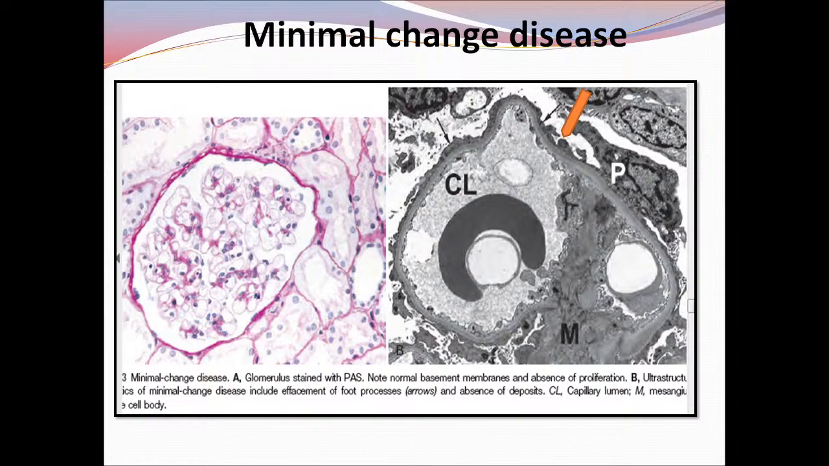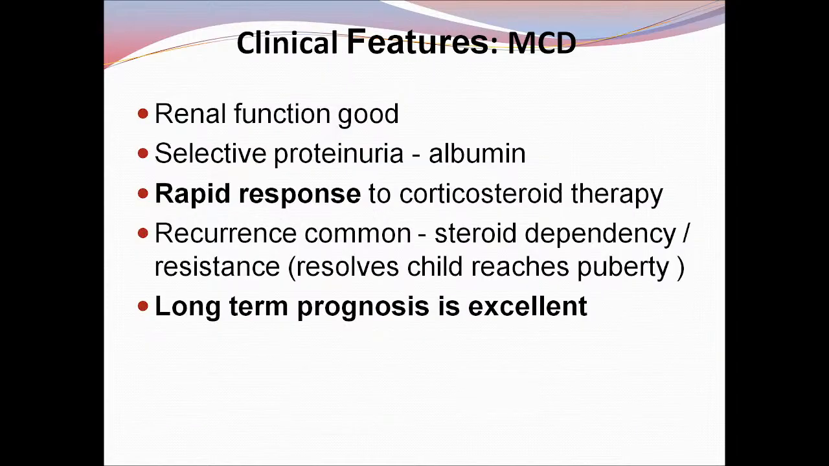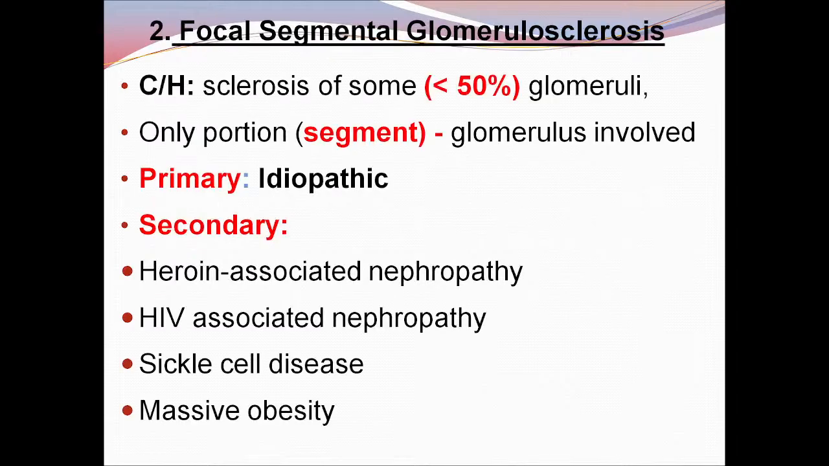So, in minimal change disease, you can appreciate the glomeruli look normal, the tubules look normal, and on electron microscopy you can appreciate loss of foot processes, right. This is a clinical spectrum which we have already discussed. These patients of minimal change disease have a good prognosis.